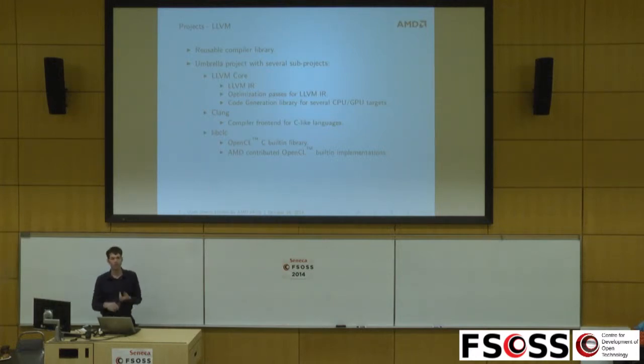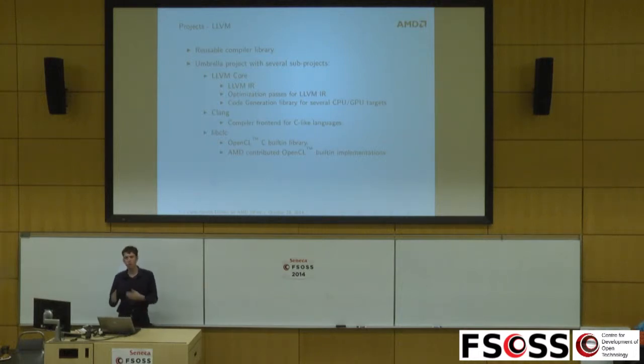So you can generate code for x86, PowerPC, our AMD GPUs, there's a lot of targets that are supported. Another sub-project is Clang, and this is a compiler front end for C languages, so C, C++, Objective-C, OpenCL-C, and CUDA. So when you put Clang and LLVM core together, you actually get a full compiler. So you may have heard of Clang before, and this is what it is. It's these two projects working together.